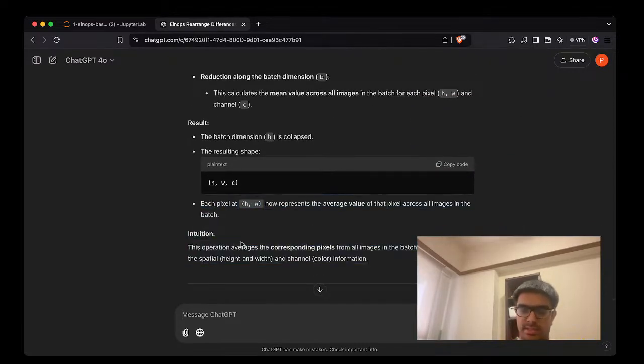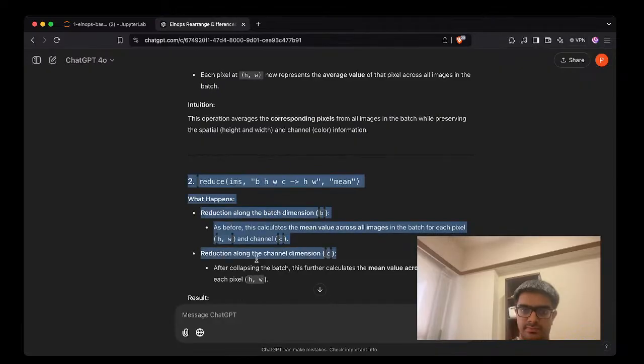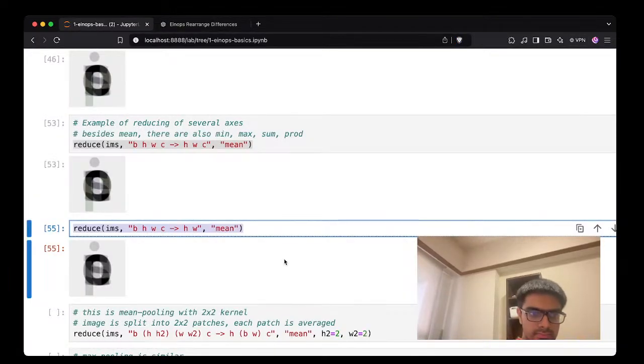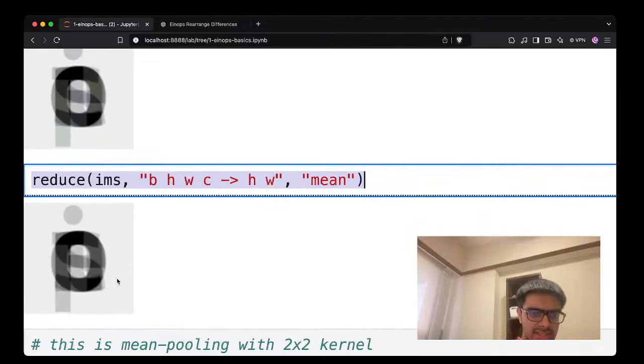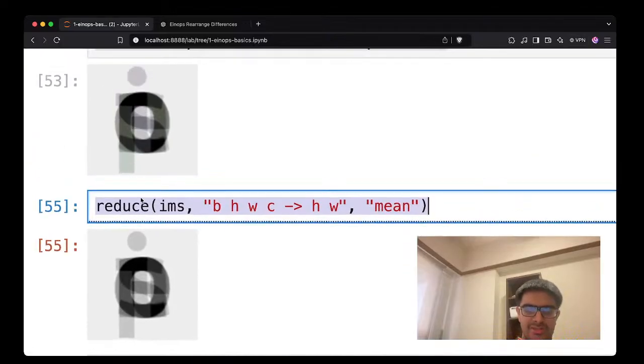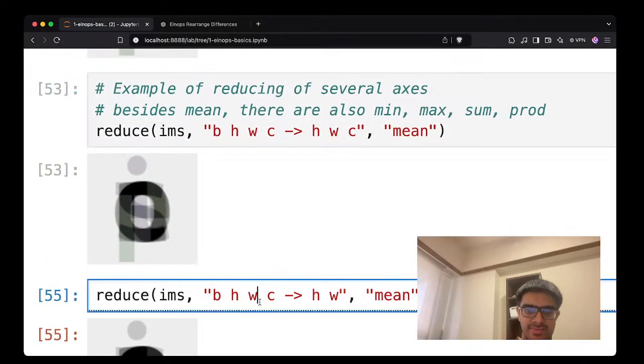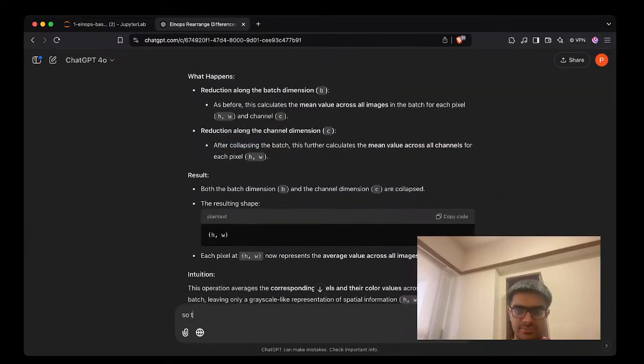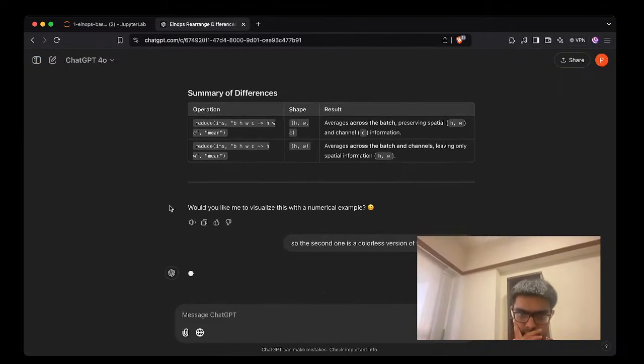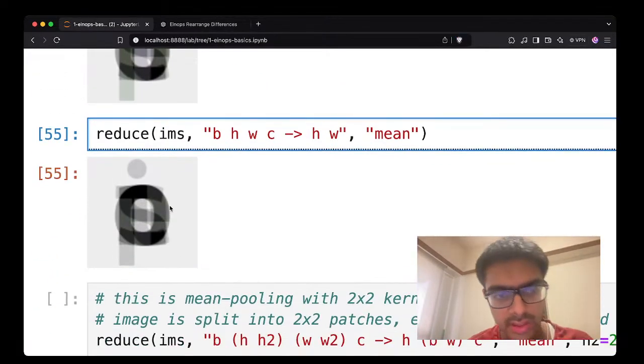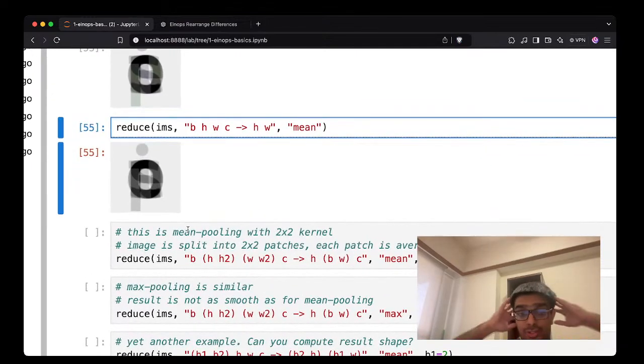Okay, got it. This is obvious. You can see that there's color here but no color here. So we've compressed the... Yeah, got it. So I get mean pooling with a 2x2 kernel.